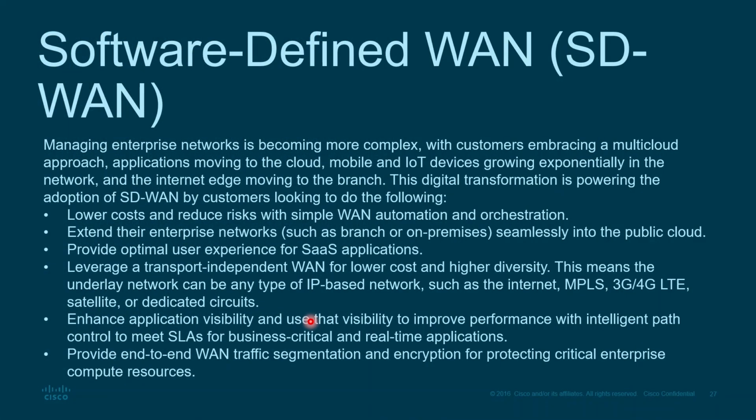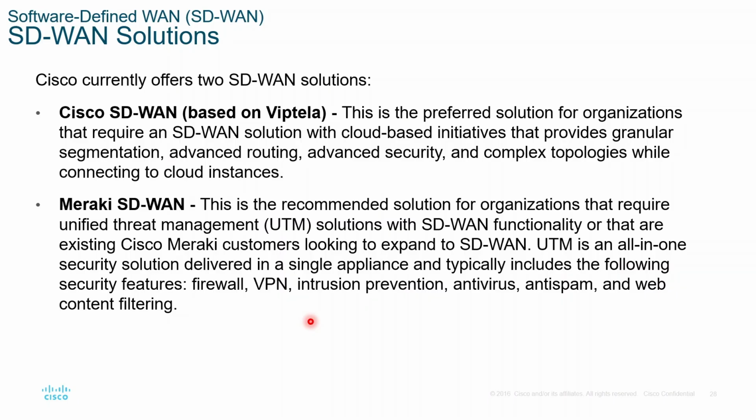So branch 1, branch 2, branch 3. Now in here there are two types of SD-WAN. Cloud-based means you will have a router for another unified threat defense for SD-WAN. That's what it is saying.